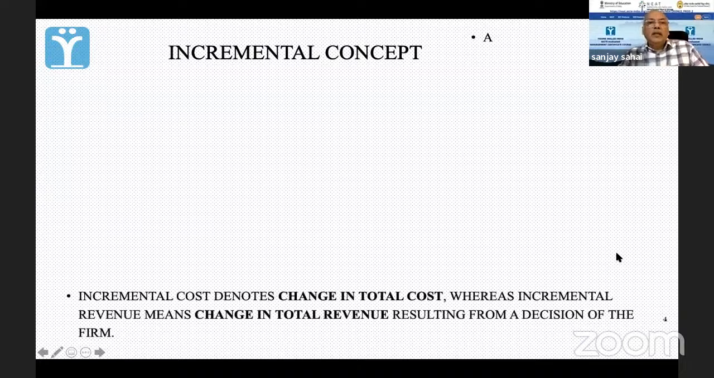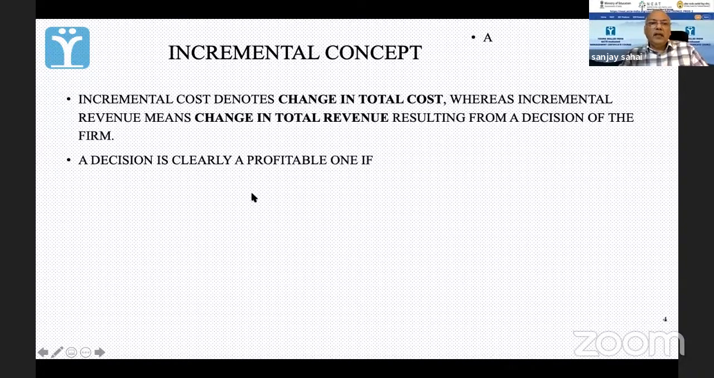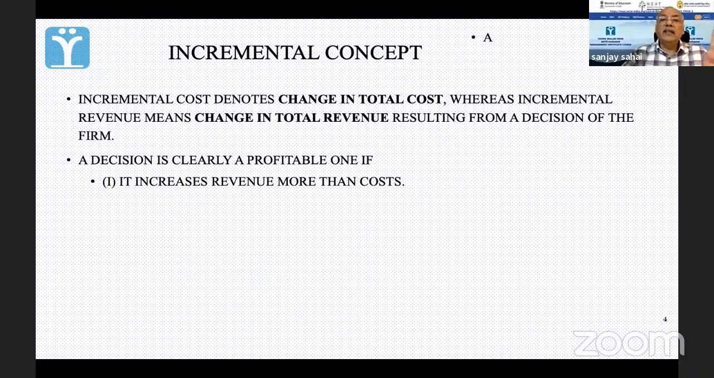Now, if we continue with this discussion, incremental cost denotes change in the total cost. Incremental revenue will be change in total revenue resulting from a decision of the firm. Now, a decision will be considered to be profitable. Let's say the MD has decided to increase production. Now, if he decides to increase production, this particular decision of his is going to be profitable if it increases revenue more than costs.